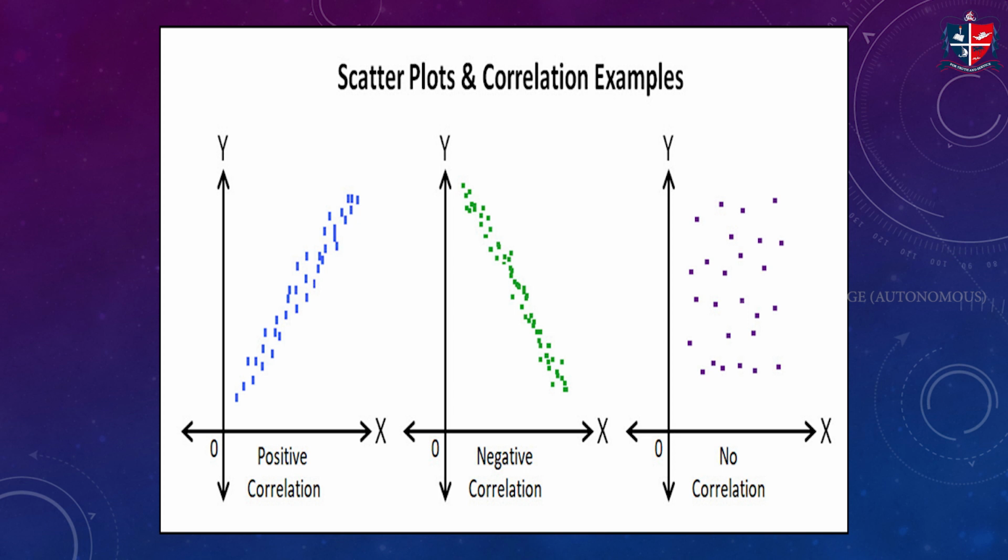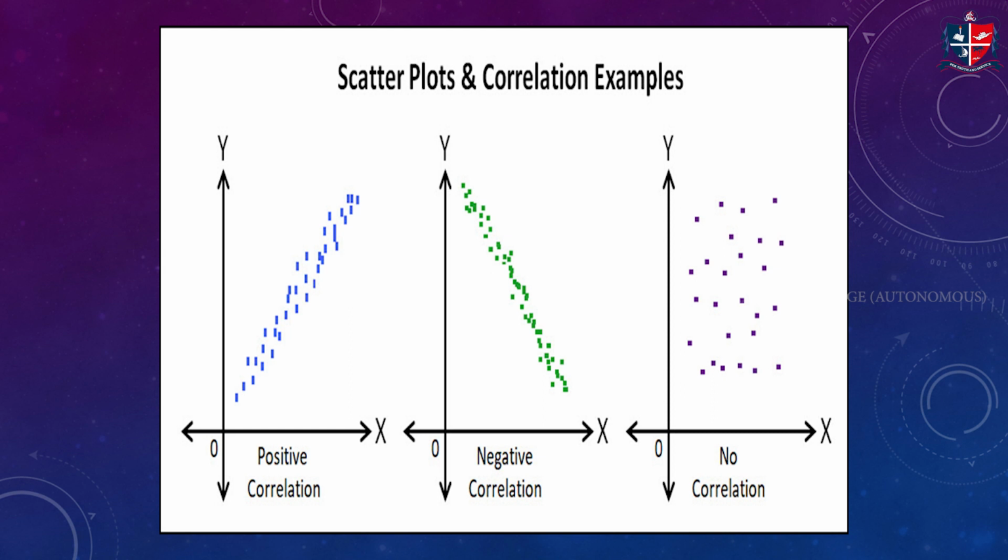If we plot the points on a graph and get a pattern like this, these green points show a downward movement. So if we plot the data on a graph paper and it shows a downward movement, we can say that there is a negative correlation between the variables.